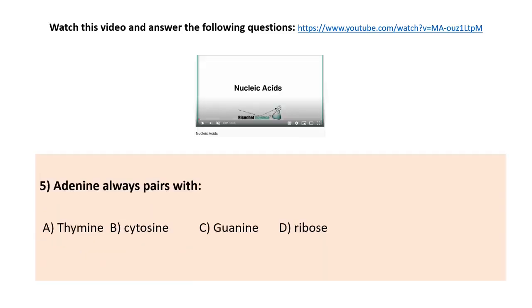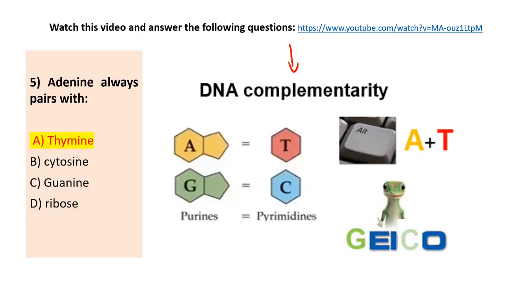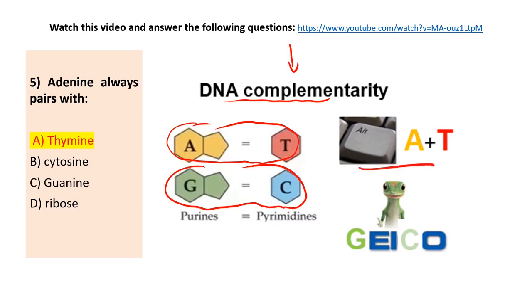Okay, from the following options, adenine always pairs with, and I know this is very easy, thymine. If you have any doubt, in the video lecture I talked about DNA complementarity: adenine in the DNA always pairs with thymine, while guanine always pairs with cytosine. And I gave you the mnemonics that I use; you can use other ones, as I said. So the answer is very easy, and remember, this is DNA complementarity. If it's RNA, adenine will pair with uracil. Okay, so let's go to the next question.